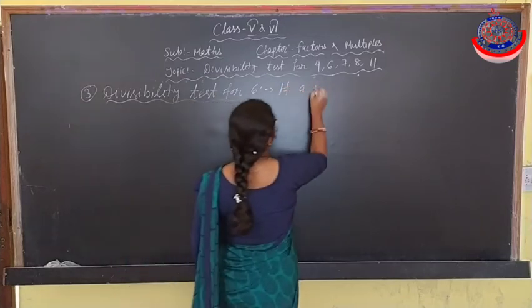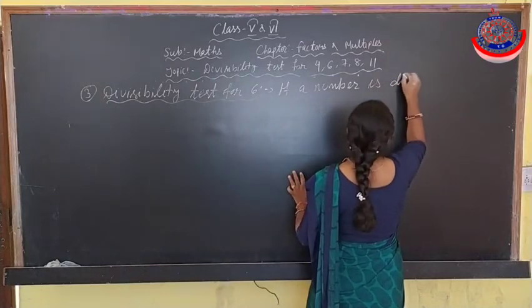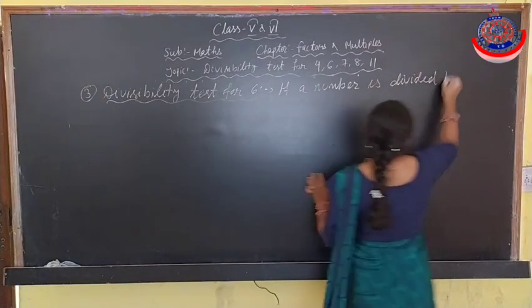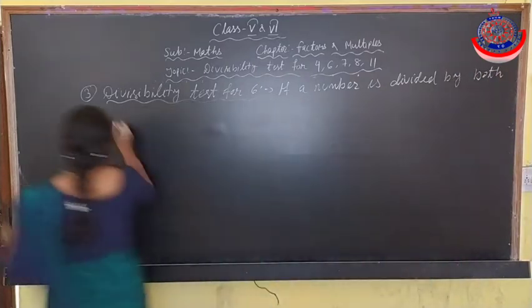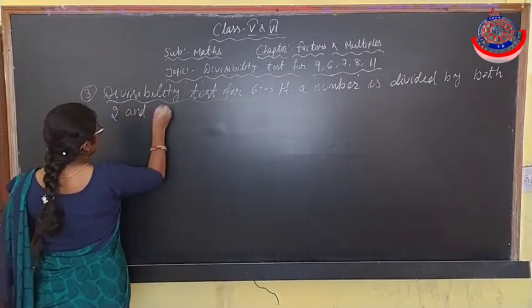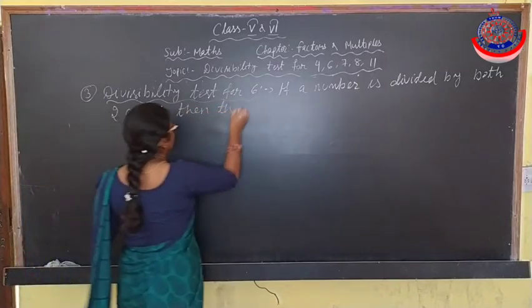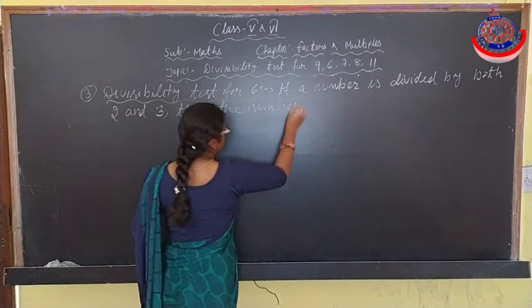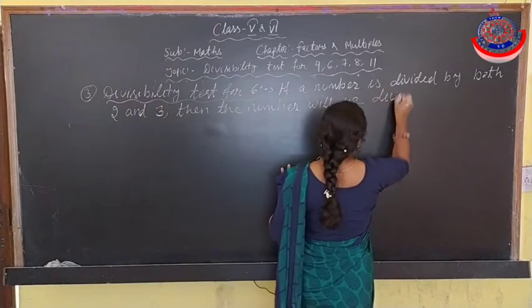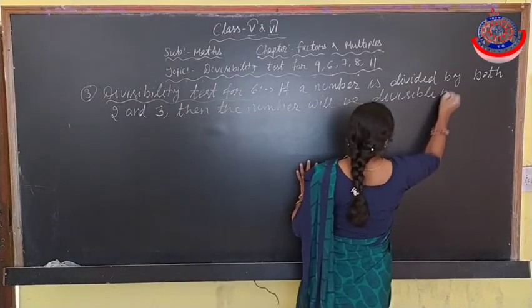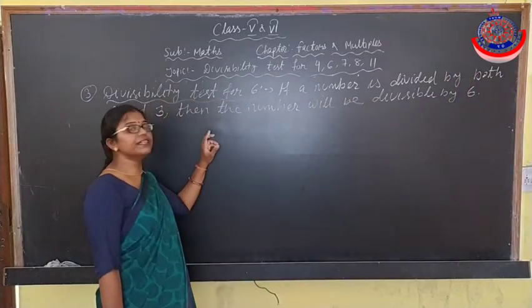If a number is divisible by both 2 and 3, then the number will be divisible by 6. It should be divisible by both 2 and 3.